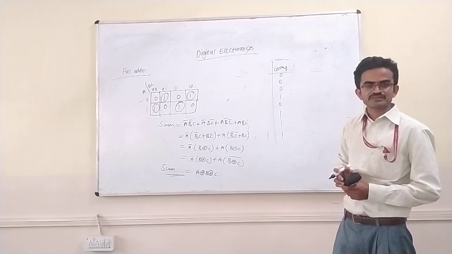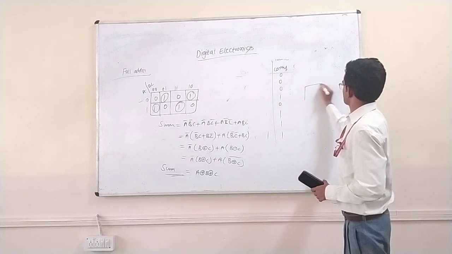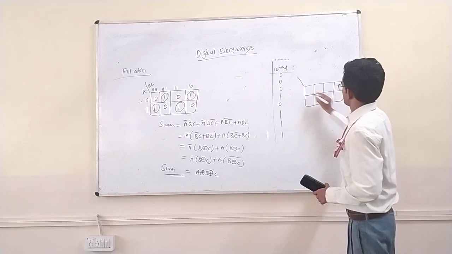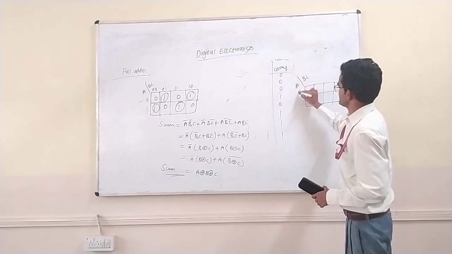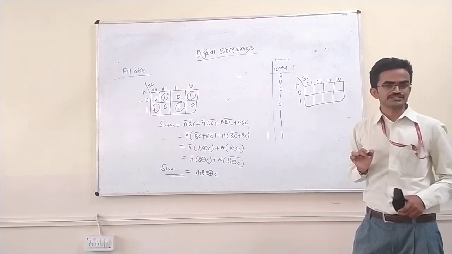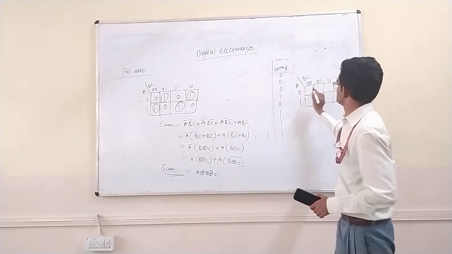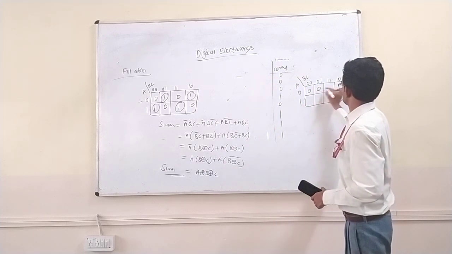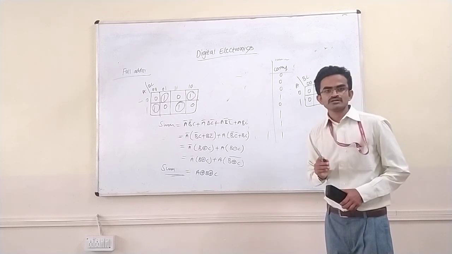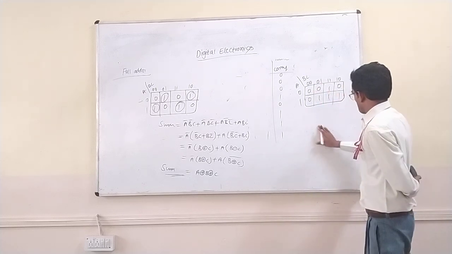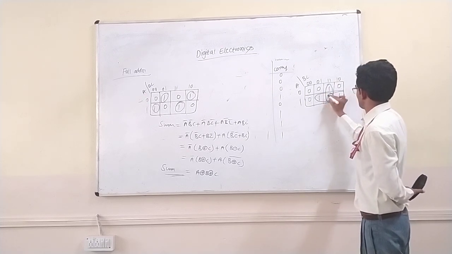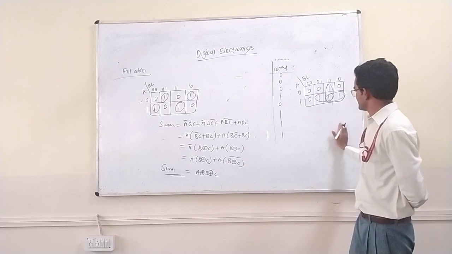Just I find the simplified expression using a K-map. So this is A, B, C, which may be 0 or 1. So 0, 0, 0, 1, 1, 1 and 1, 0. Just fill in these values. So 0, 0, 0, next 1, 0, 1, 1, 1. Now here, the possibilities of groupings are 2. So this is one possibility, this is another possibility and this is another one. So finally we got 3 expressions.